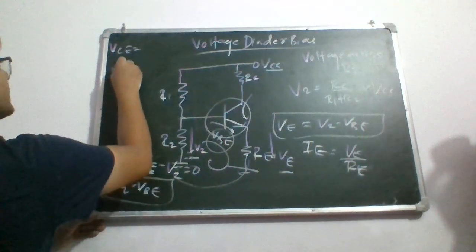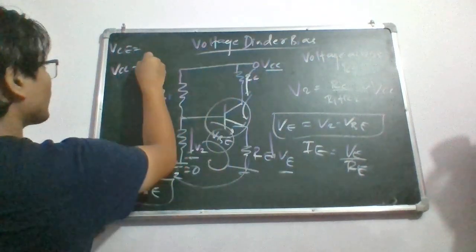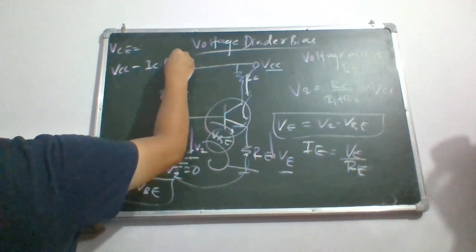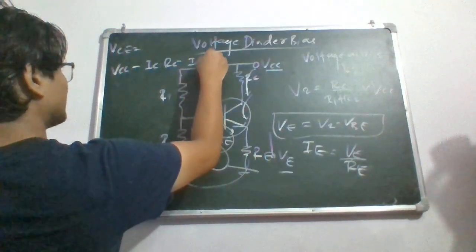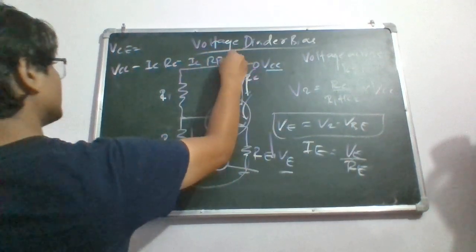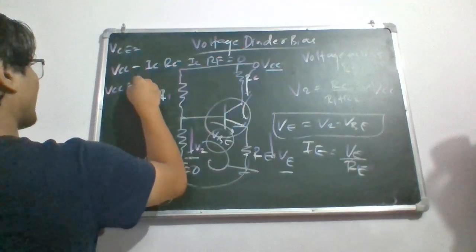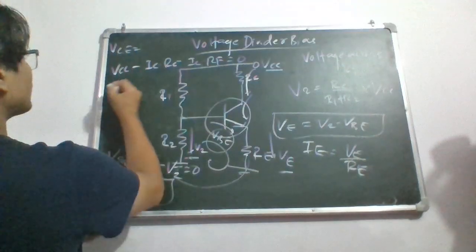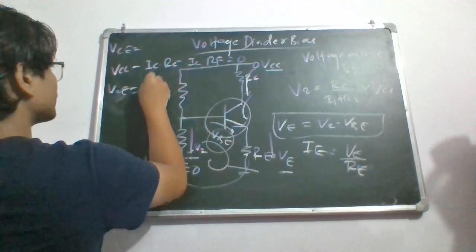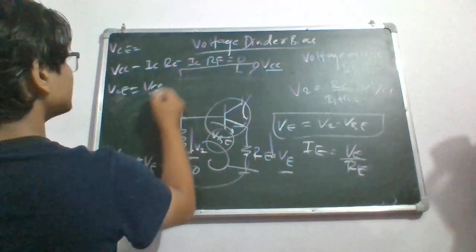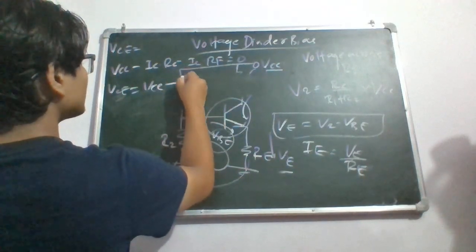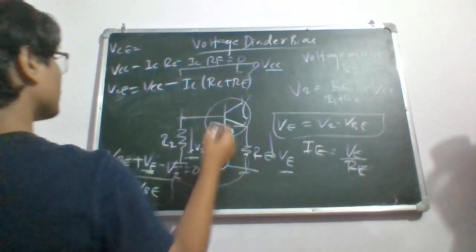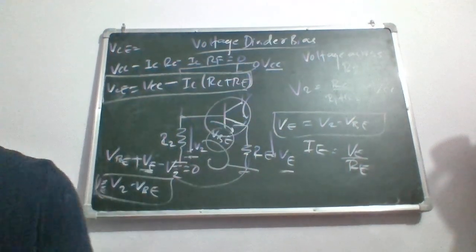VCE would be VCC minus ICRC minus ICRE, as a result of which VCE equals VCC minus IC times (RC plus RE). So this is what you get for the expression of VCE.